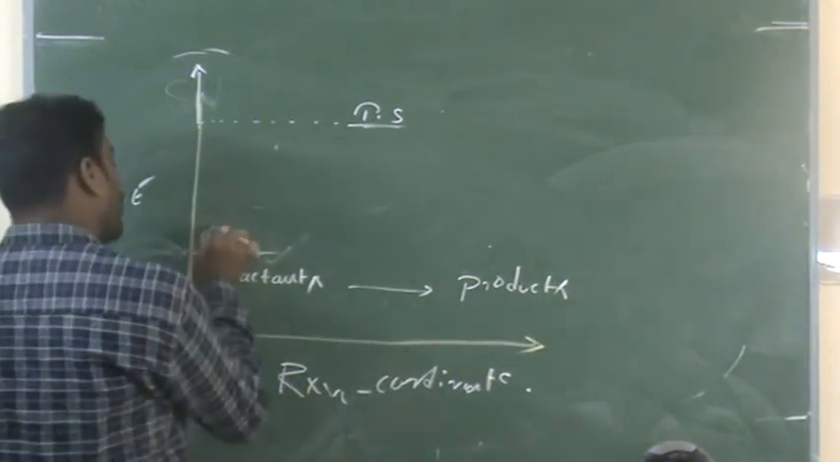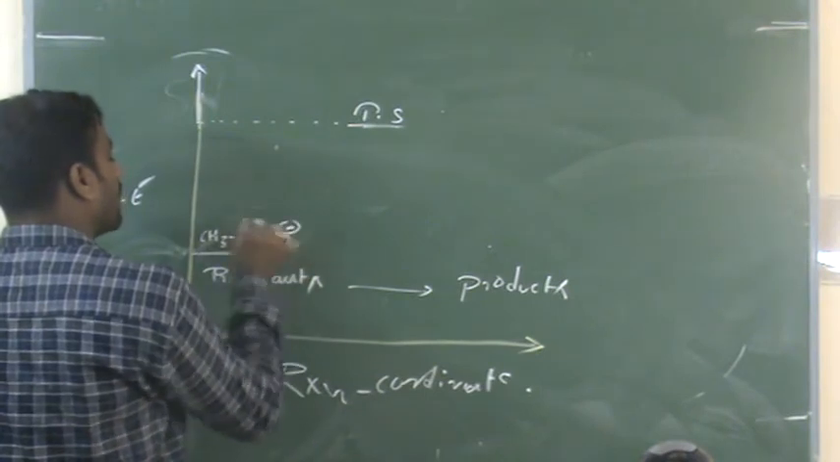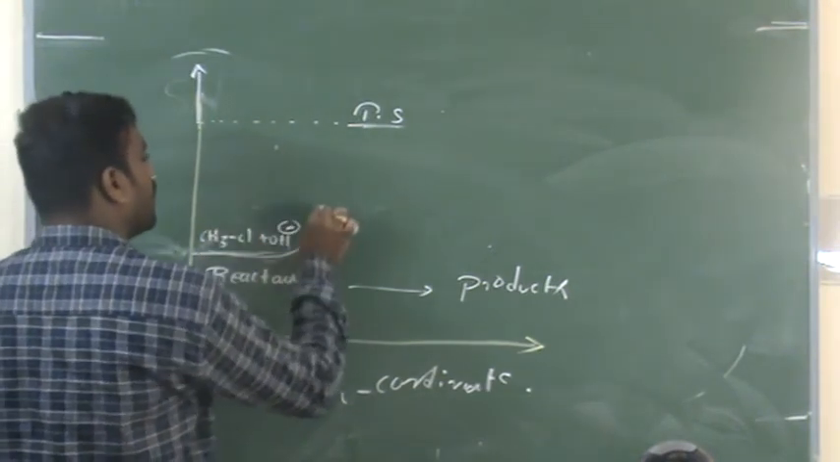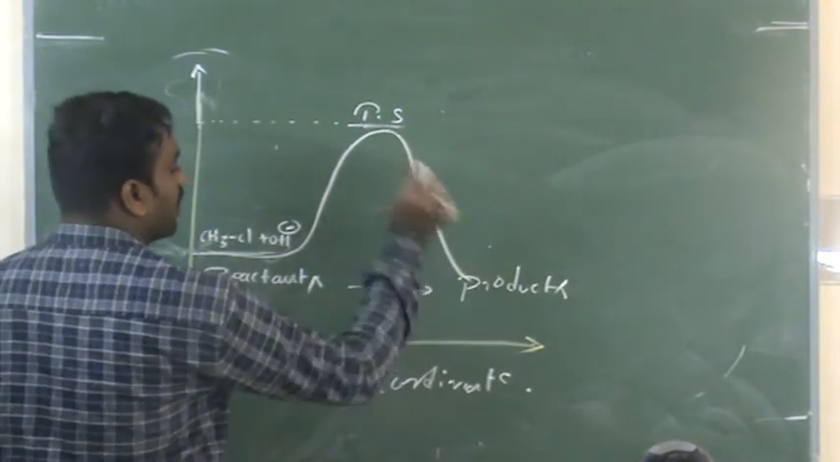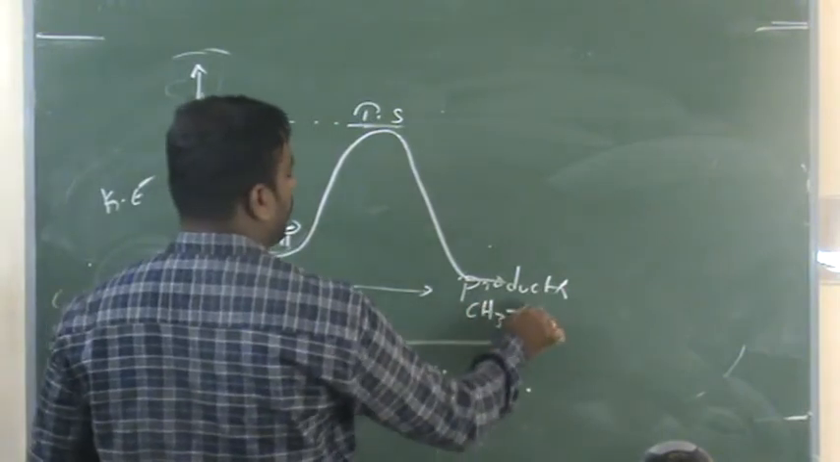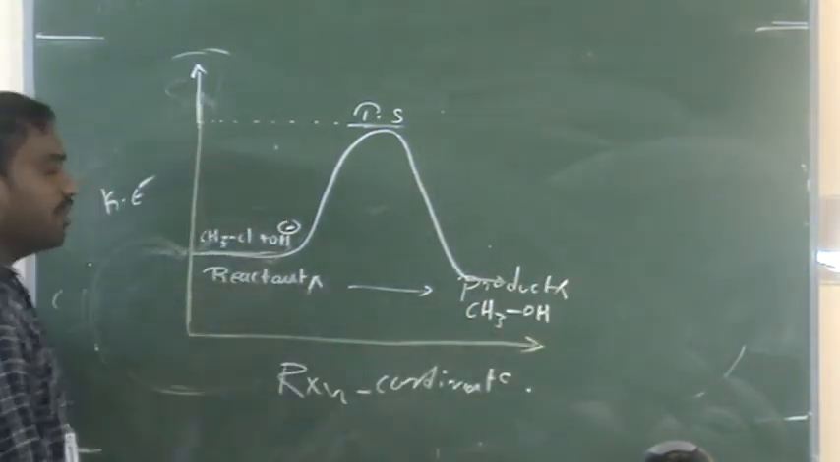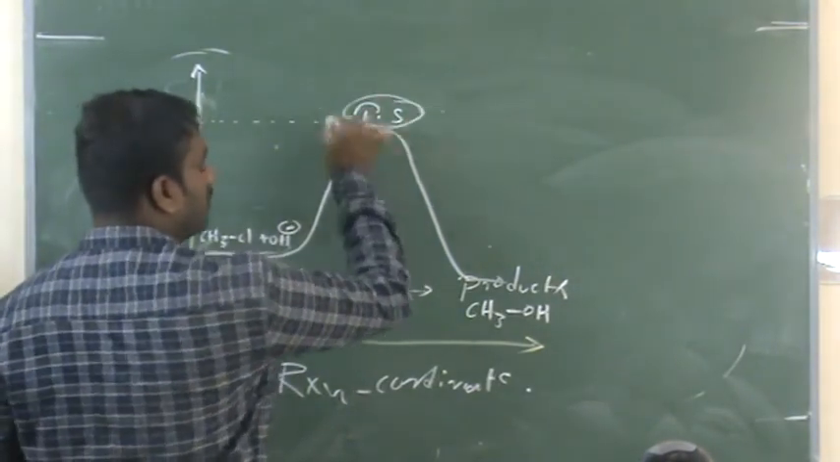So initially we have CH3Cl and OH minus as reactants. These reactants react with each other, there is a formation of the transition state, and again there is a formation of the products. What is the product? The product is called methyl alcohol. What is the transition state? Already we discussed this.